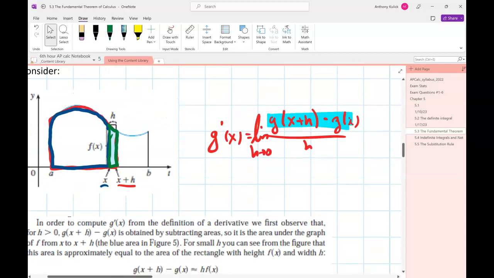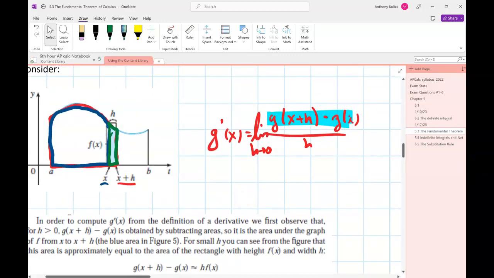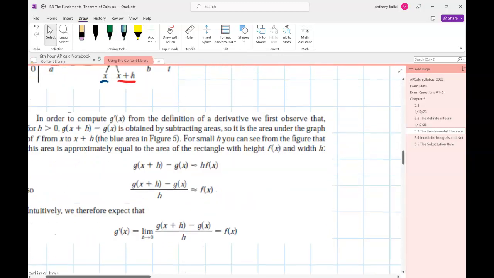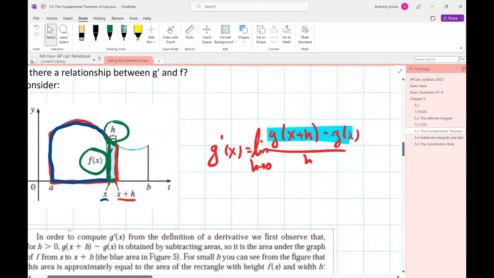So we can approximate that area because this is a rectangle. The width of that rectangle is h. And the height of that rectangle is going to be f of x. Everybody's okay with that? So I take this. Well, let's just do it up here.